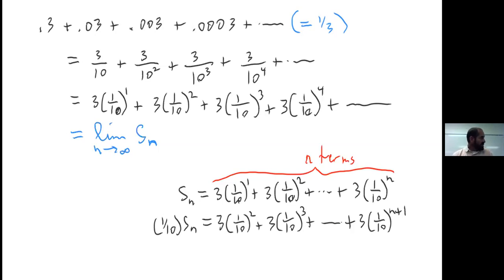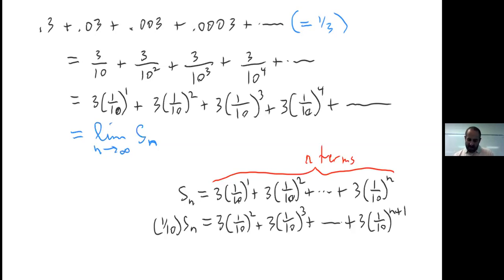And then we notice that there's a lot of overlap. For instance, we see the 3 times a 10th squared repeated. The 3 times a 10th cubed from the second line is in the first line in the ... part. And the 3 times a 10th to the n from the first line is in the second line in the ... part. You know what I mean? All right, help me out. What do we do now?